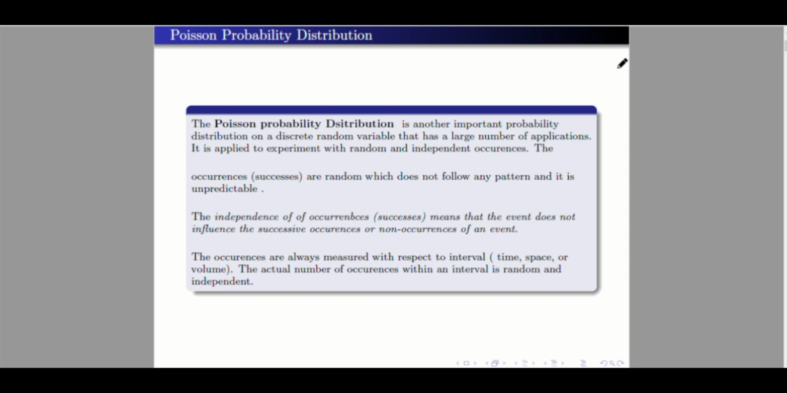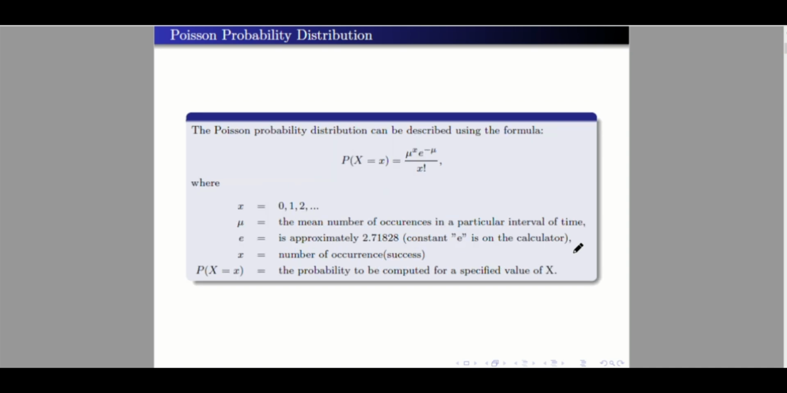The independence of occurrences or success means that the event does not influence the successive occurrences or non-occurrences of an event. The occurrences are always measured with respect to an interval such as time, space, or volume. So the actual number of occurrences within an interval is random and independent.